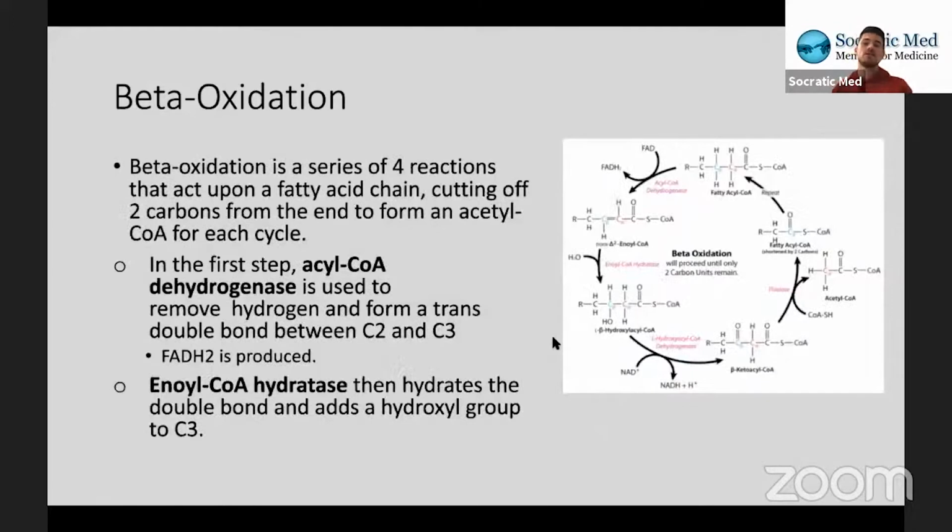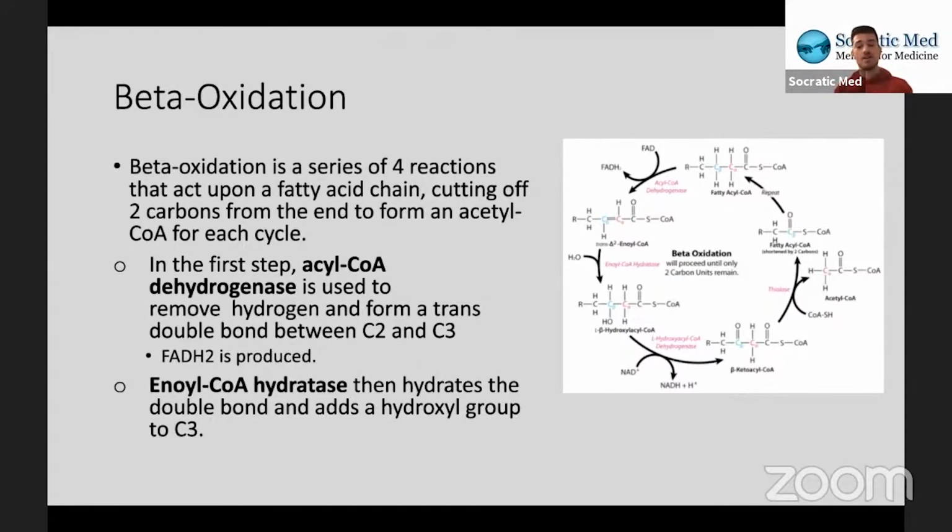Okay, so beta oxidation is actually a series of four reactions as before. They act upon the fatty acid chain, cutting off two carbons from the end to form acetyl-CoA for each cycle. A fatty acid is just a carbon chain, that's all it is. And we're cutting off from the end. That's what beta oxidation is.